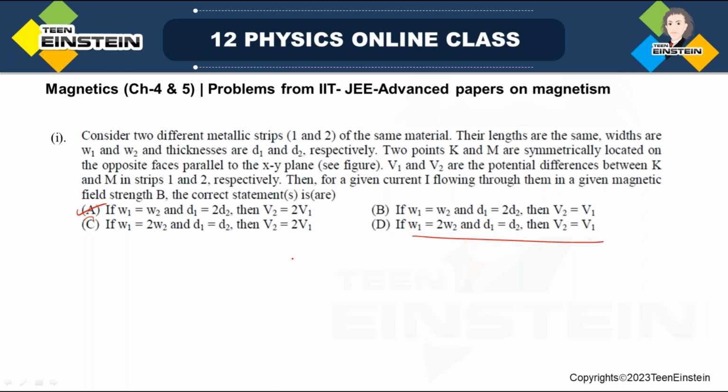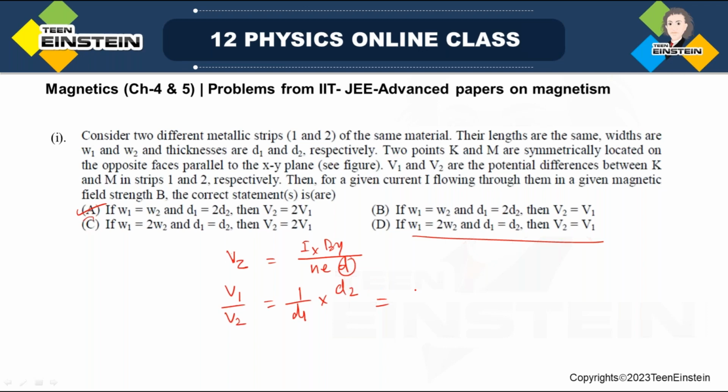For a given current flowing through them in a given magnetic field, which is the correct statement? So we had to find out the relationship. See, Vz was IxB by ned. So this is the relation, right? When we have the same W, we don't bother about other things. So V1 by V2 is inversely proportional, so D1 will be here and D2 will be here. So this was correct.